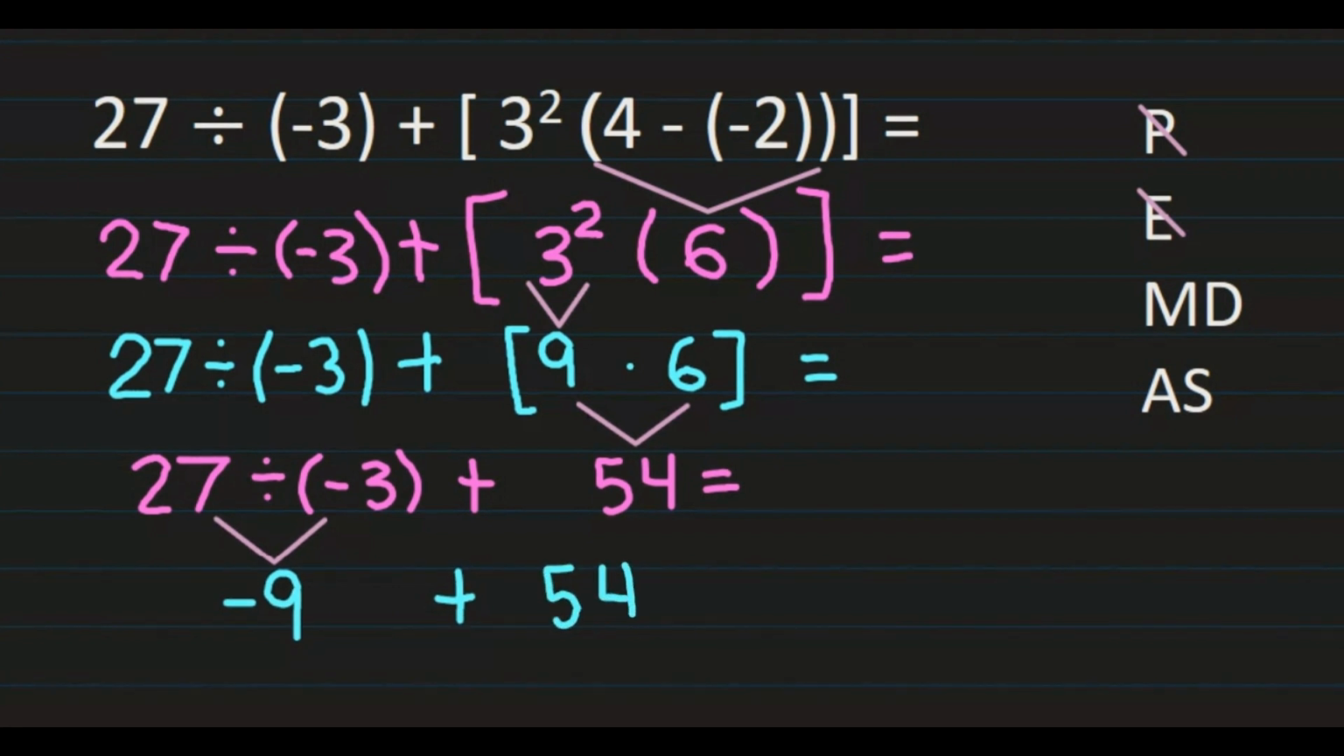Well, from here, I only have one step left. I have negative 9 plus 54. And negative 9 plus 54 is 45. Remember, your steps for adding integers with different signs is to subtract and keep the sign of the larger absolute value, in this case, the positive 54. So your final answer is 45.